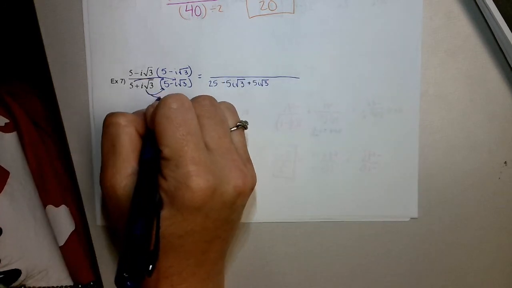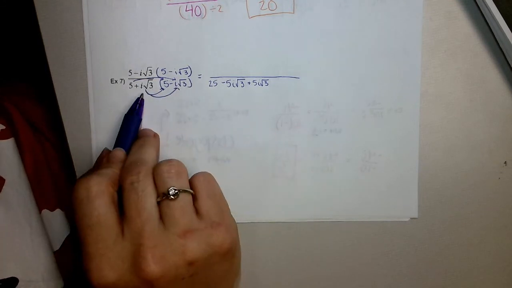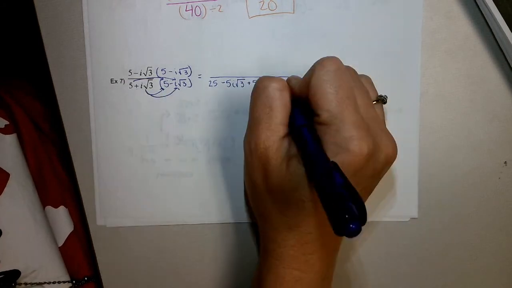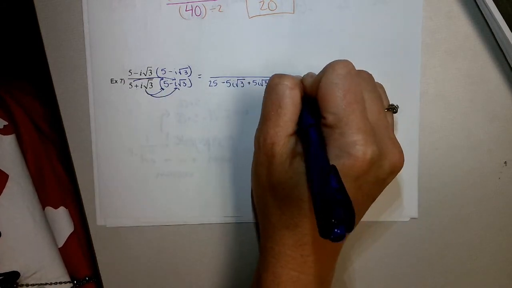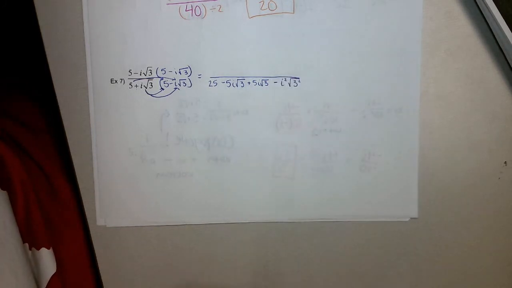Now positive I times negative I, we'll take this one at a time. Positive times a negative is a negative. I times I is I squared. Square root of 3 times square root of 3 is square root of 3 squared. Right, James?